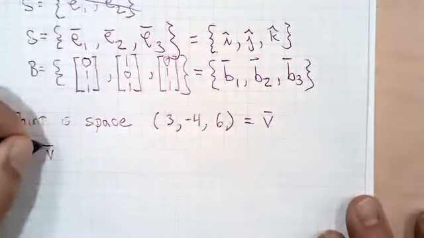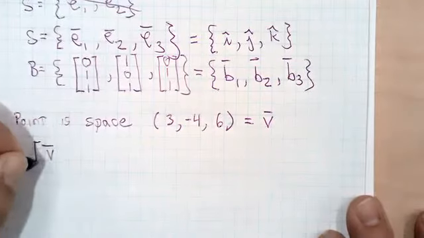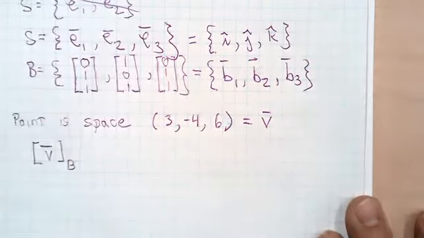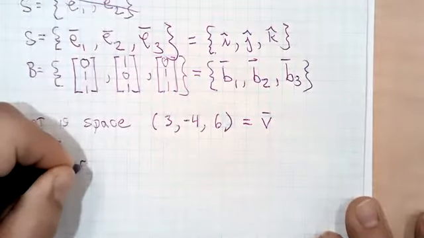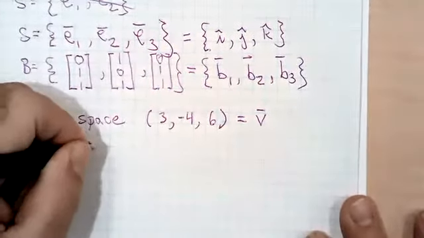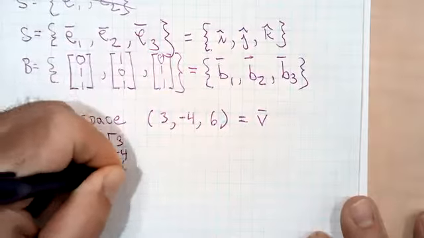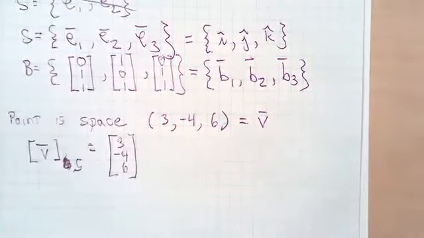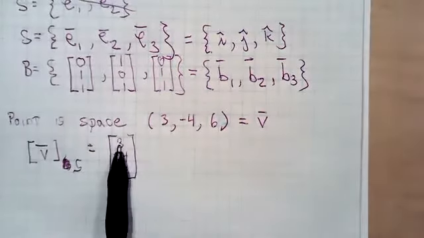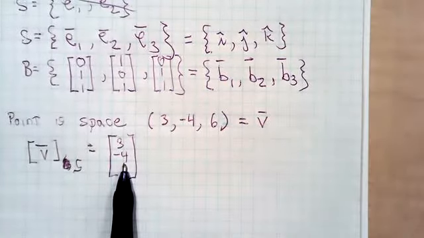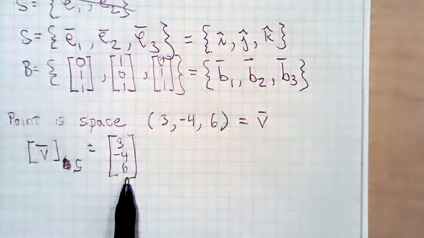Maybe to be really clear, the coordinate matrix, not B, S, is this column matrix (3, -4, 6). And it means what it always meant to you, even in high school: go 3 units along the x-axis, go 4 units opposite the direction of the y-axis, and then 6 units along the z-axis.